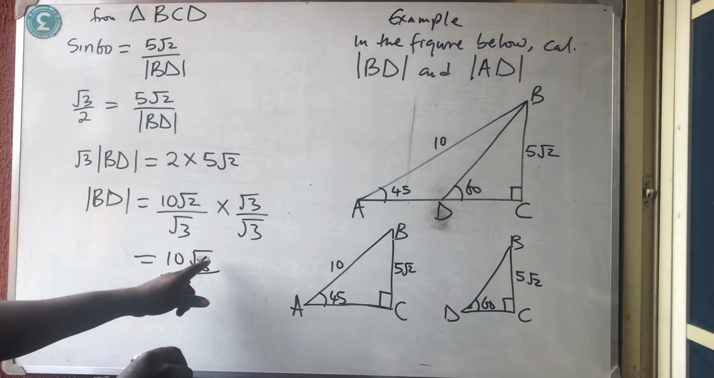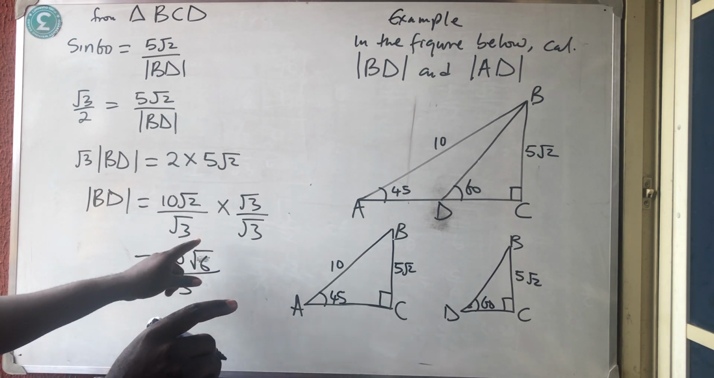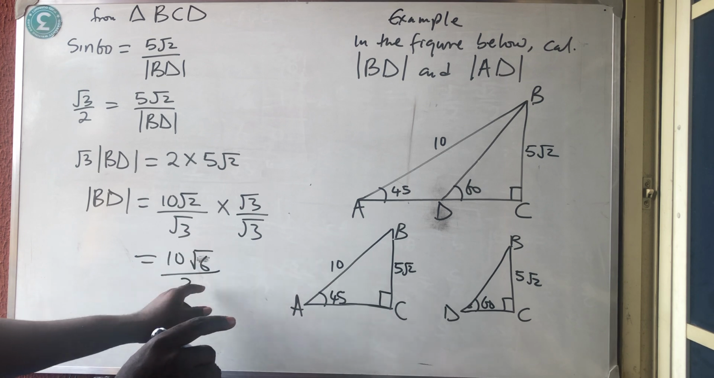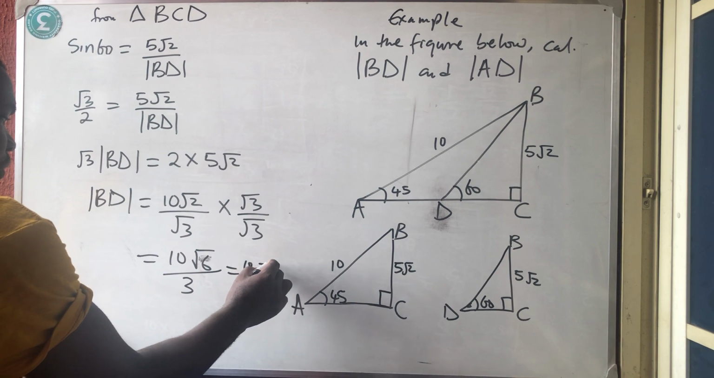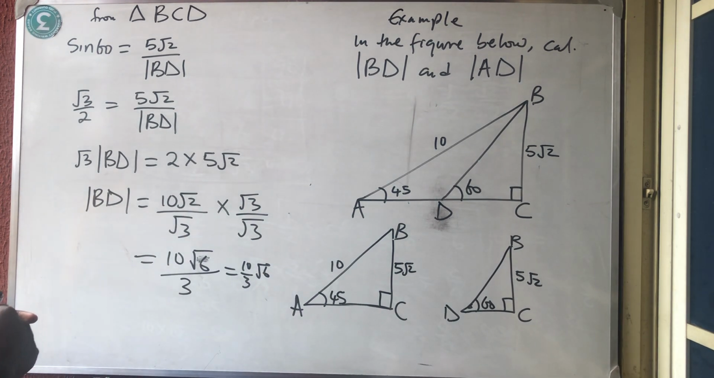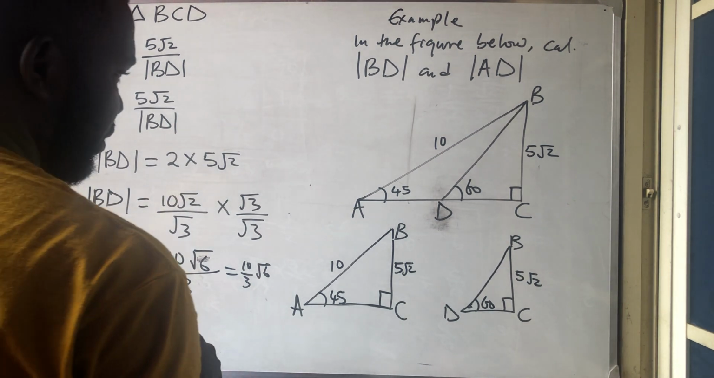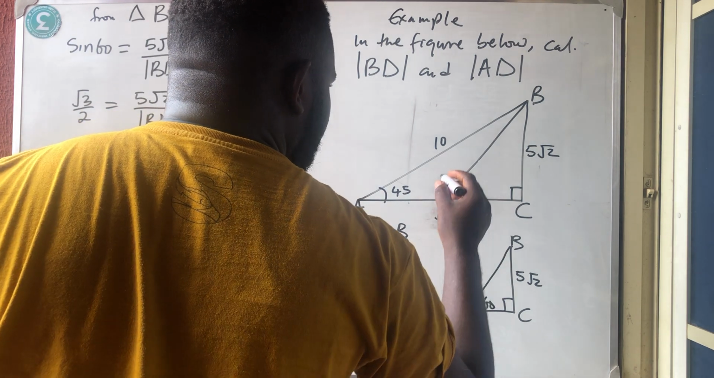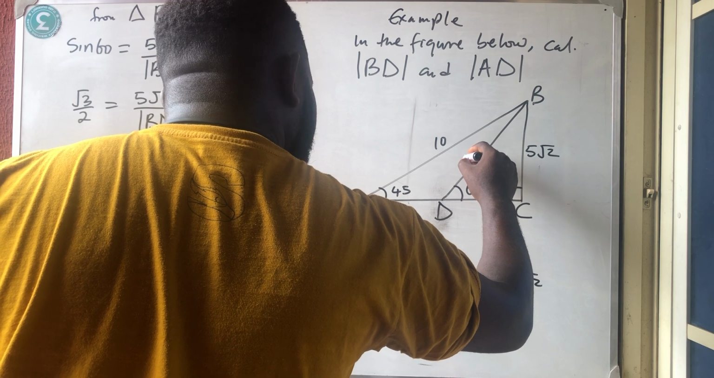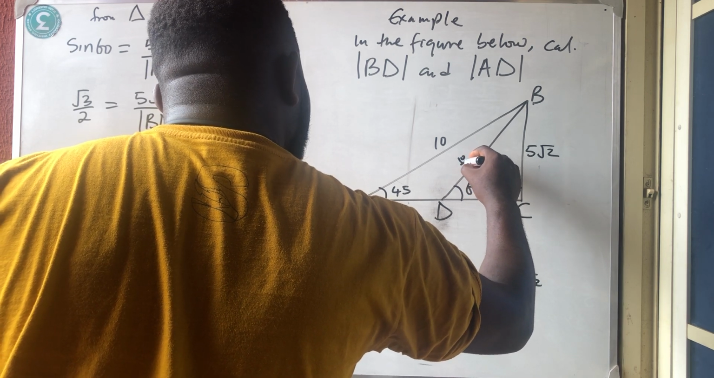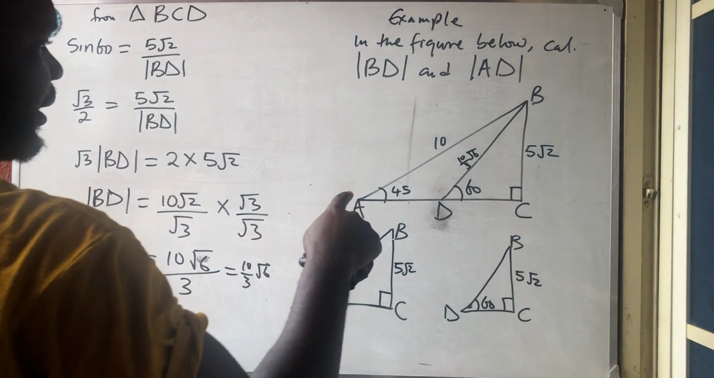Now this 3 cannot divide the 6 because the 3 is not in the surd. Go and learn surds: only like terms, surd inside with surd inside, can divide. The one outside divides the one outside. So simply keep your answer as 10 over 3 root 6. So I've gotten line BD to be 10 over 3 root 6.